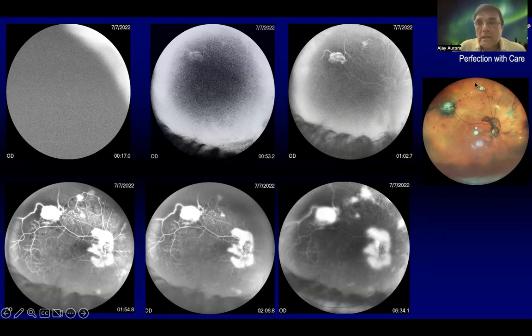But this area, one would not imagine that there is no blood flow, but when you see here, there's a large area of capillary non-perfusion, which shows that this area is not perfused or hyperperfused.